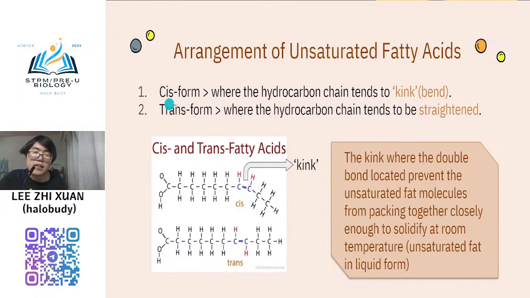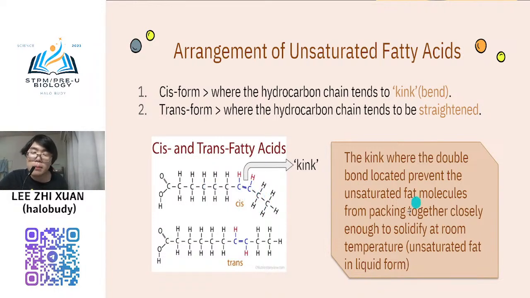Either this is the cis form or the trans form. If the structure is cis form, it means that the hydrogen atoms are located on the same side. You see this double bond, right? The hydrogens are totally on the same side, either the upper part or the bottom part. If the hydrogens are arranged on the same side, this is the cis form, and it will produce a bent shape. This is called a kink structure.